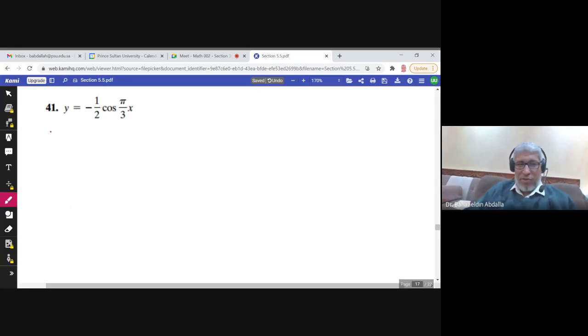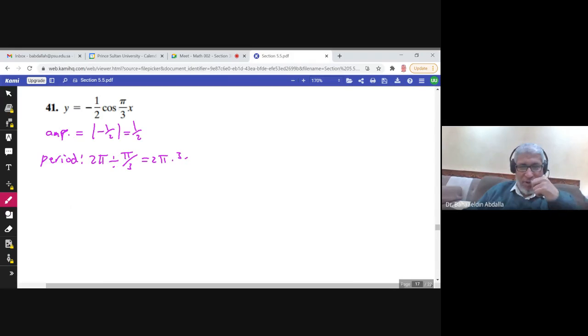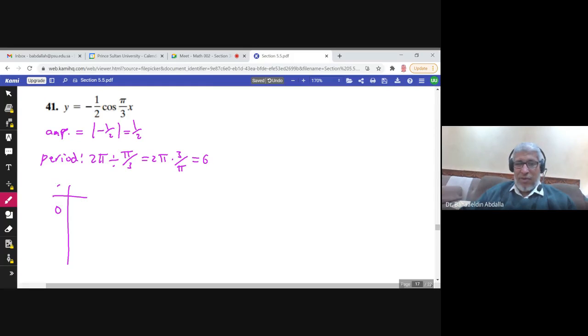What is the amplitude? Absolute value of -½ which is half. What is the period? The period is 2 pi over 3. So it's 2 pi times 3 over pi. So it is 6. Similar to the one I solved. Very similar, okay? So please continue. The period is 6. The phase shift is 0. So x1 starts from 0.